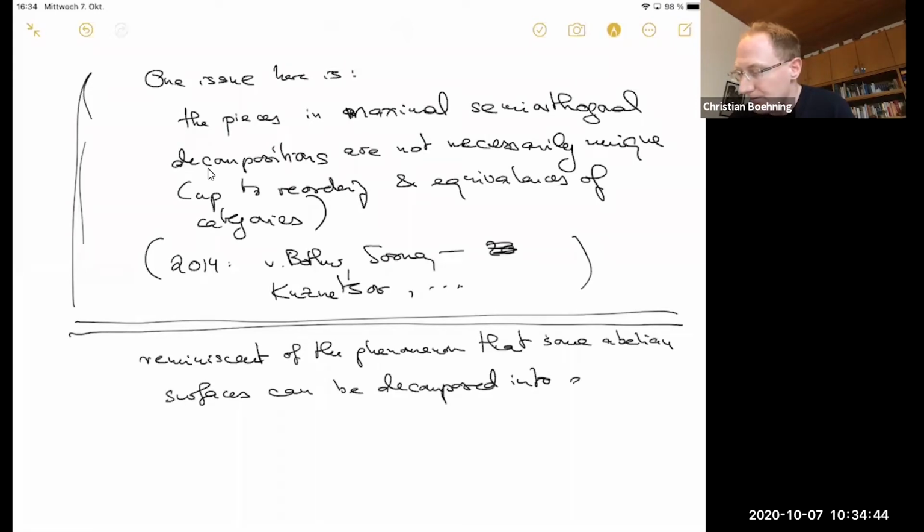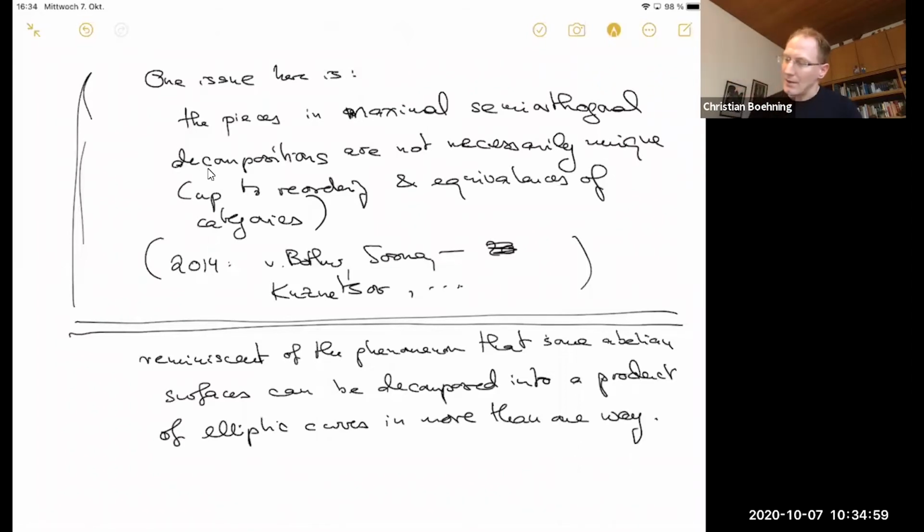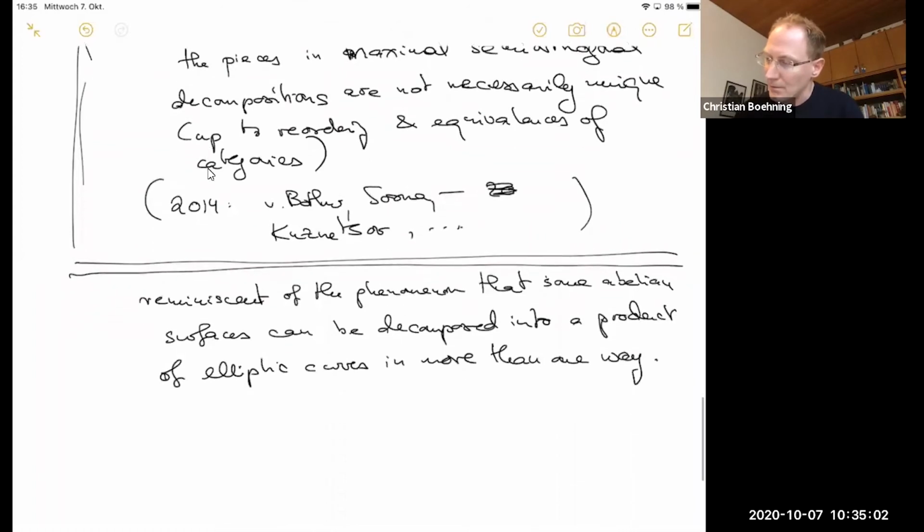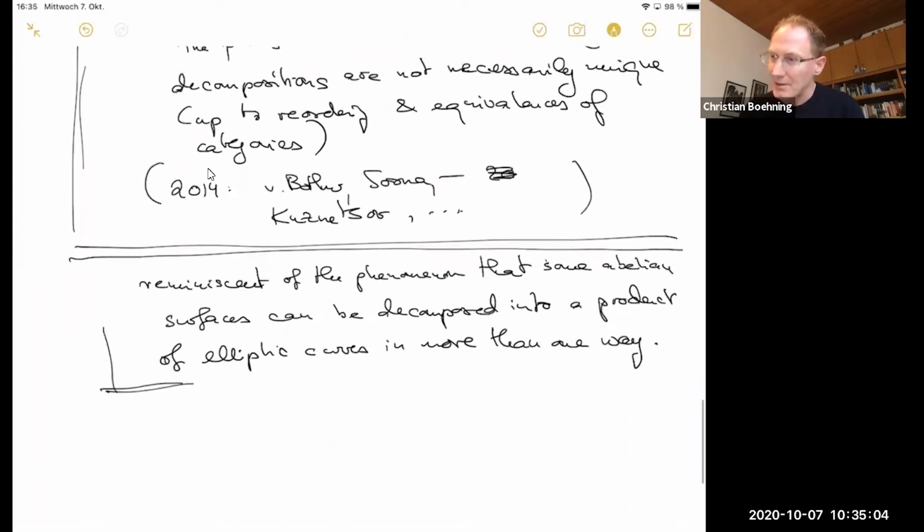So in other words, initially, what I thought of was that one might remedy this setup by endowing the pieces in these semi-orthogonal decompositions potentially with some extra structure, somewhat analogous to a polarization, like stability or something like that. But well, I don't know.